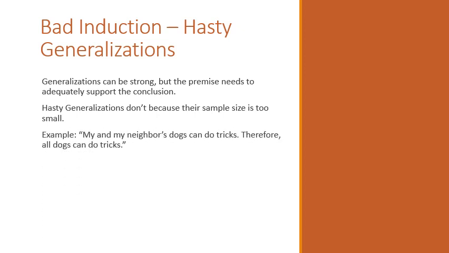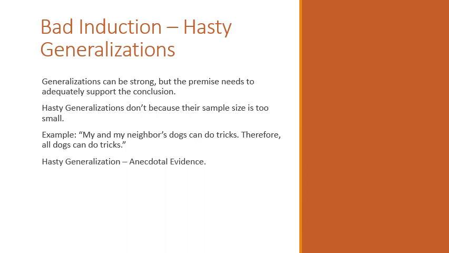So here's an example. Suppose I have a dog and I look at my neighbor's dog and both of our dogs can do tricks. And I try to generalize from that data that it must be the case that all dogs can do tricks. Well, that's a hasty generalization. That is a situation where you just don't have enough data. You just have these two dogs and you're trying to generalize over, I don't know, millions of dogs, and you can't do that. It's not enough data. It's insufficient to support your conclusion.